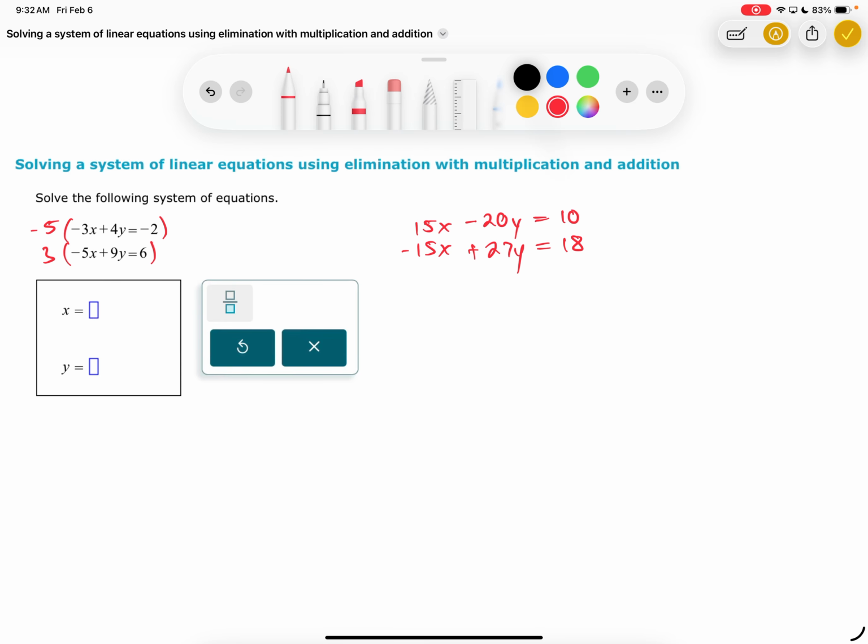Okay? So now when I go to add these up, 15 plus negative 15 cancels out. Negative 20 plus 27 would be 7. 10 plus 18 would be 28. And now I have a super easy equation to solve. Divide by 7 and y equals 4. Okay. So you can manipulate these so that when you add them up, a variable cancels out, and then you're left with something super easy to solve.